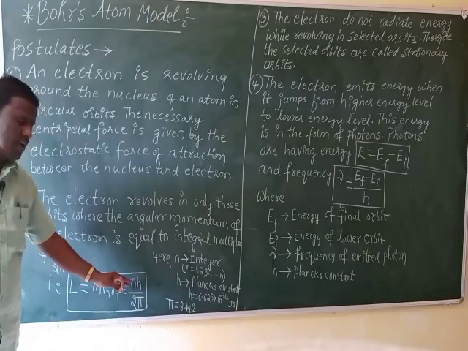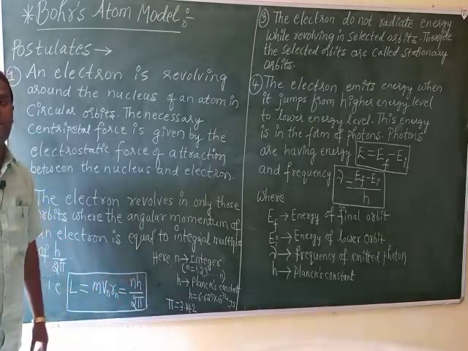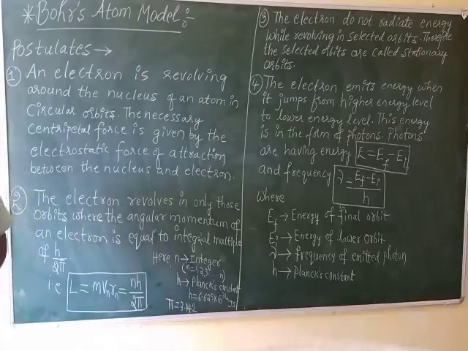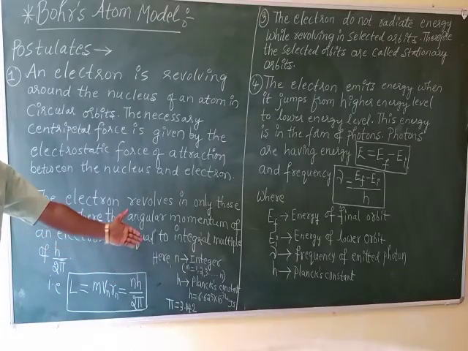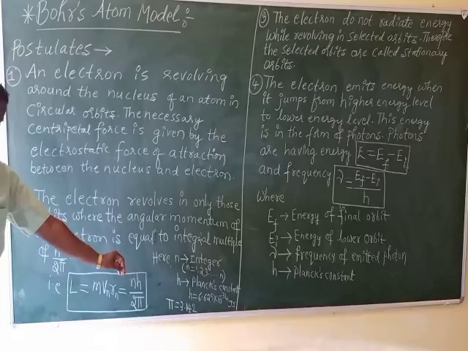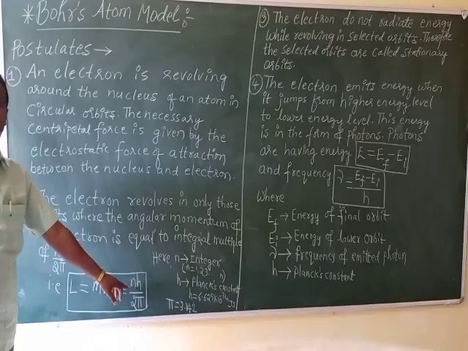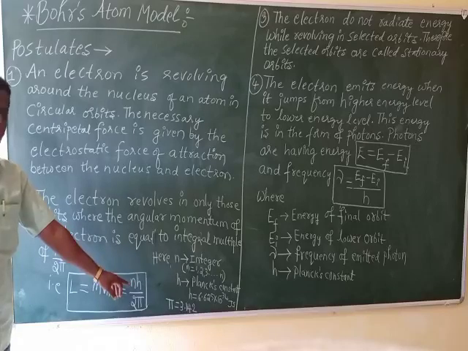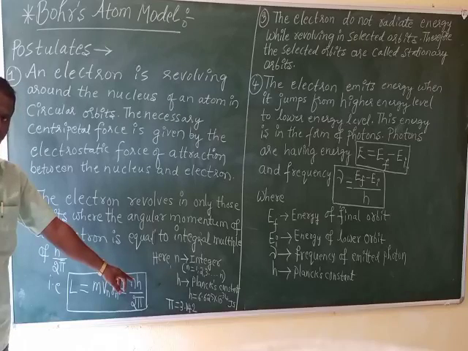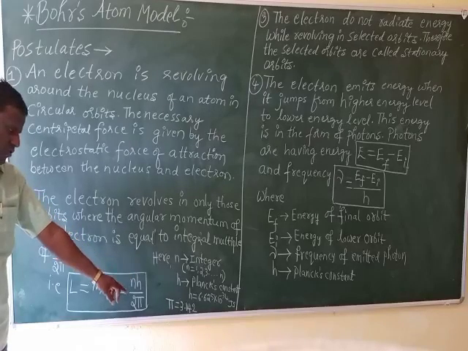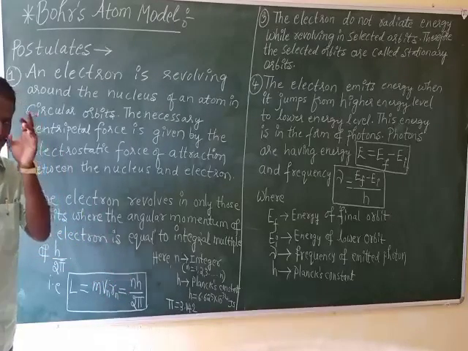n is an integer. It is also called the principal quantum number. n is called the principal quantum number or integer or number of orbits. First orbit or second orbit. h is Planck's constant. Pi is 3.142.